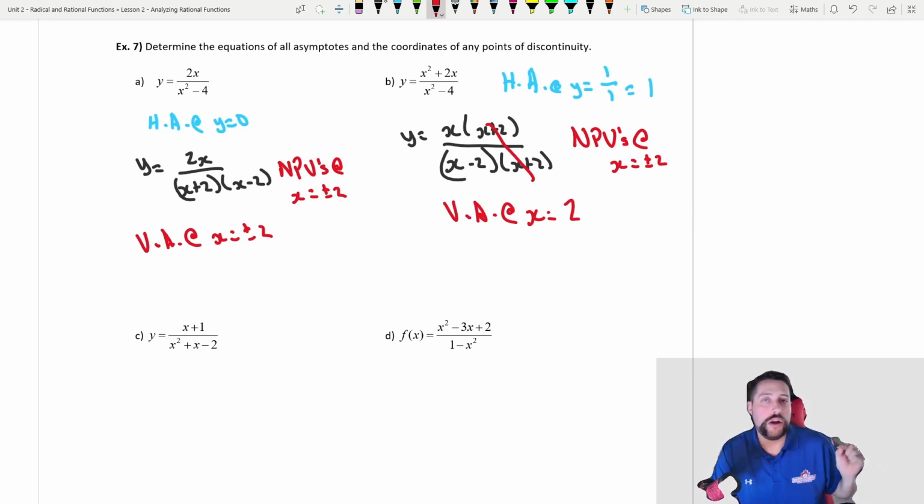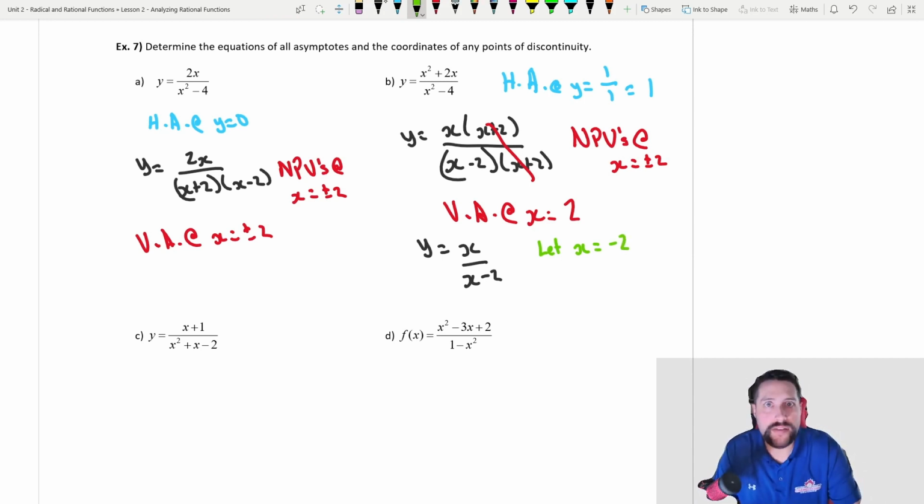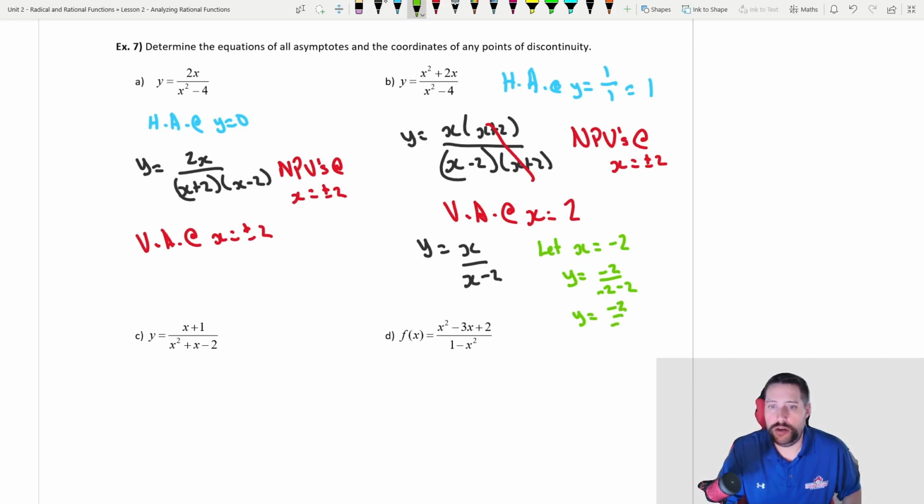We need to figure out the coordinate of the point of discontinuity for the other NPV. So that means we have a new equation of y is equal to x over x minus 2. Now we are going to let x equal negative 2, the other NPV that wasn't used. So y is equal to negative 2 divided by negative 2 minus 2. Negative 2 minus 2 is negative 4, so it's negative 2 over negative 4, which is equal to 1/2. So the point of discontinuity is at (-2, 1/2).